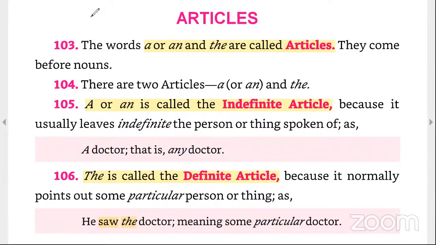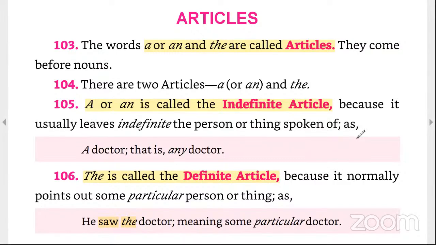So this is how it goes. I hope you are able to understand that when I say the orange, I talk about specificity. I talk about a definite one. I talk about a specific orange. So we call it a definite article. So a and an are indefinite articles. The is called a definite article.